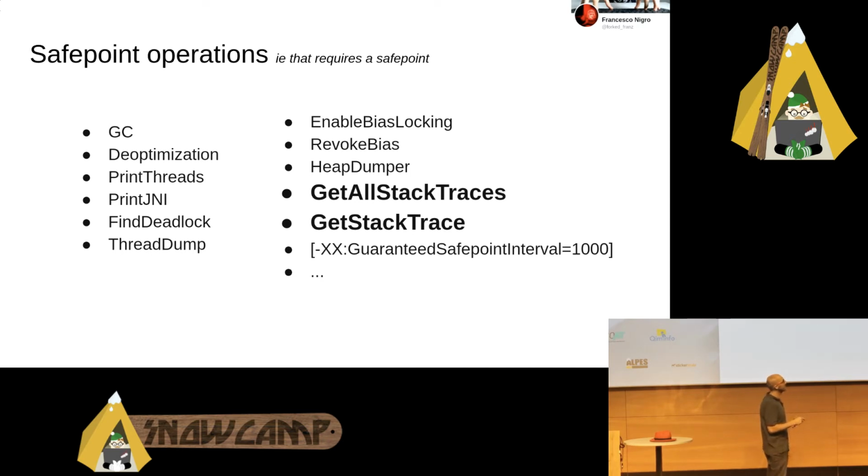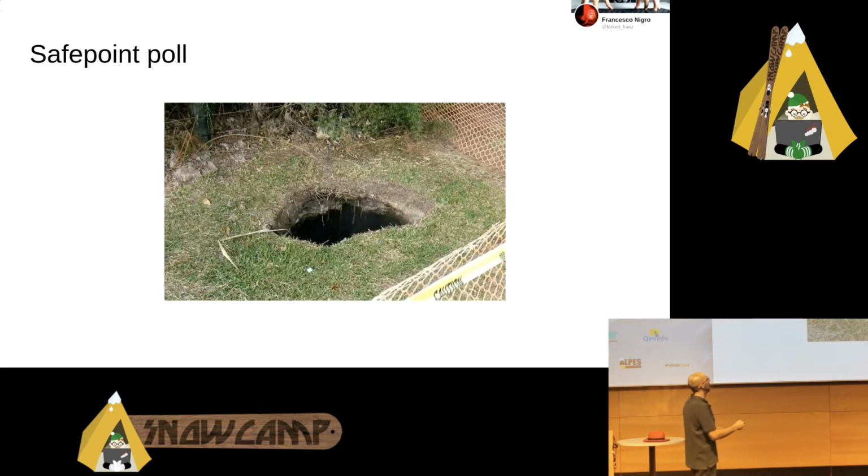JVisualVM, like many profilers, is using, together or singularly, these two calls: getAllStackTraces and getStackTrace. These two calls are ones that require your application to be at a safepoint. And if you think about it, it makes sense, because you need to walk the stack. So if your code is changing, if you're doing something, you can't collect the stack, right? It makes sense. And there are many other operations that require your application to be at a safepoint.